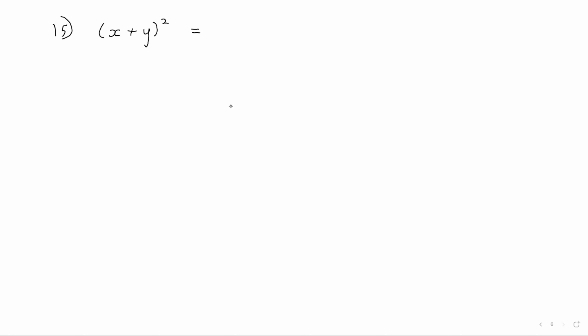To square something means you multiply it by itself, right? So you're basically squaring the sum of x and y. So this would really be x plus y by x plus y. That's what that is equal to. And you already know how to solve this. X by x plus y, plus y by x plus y.